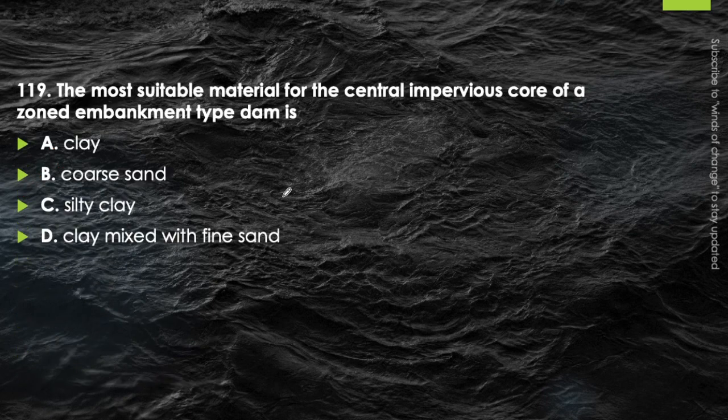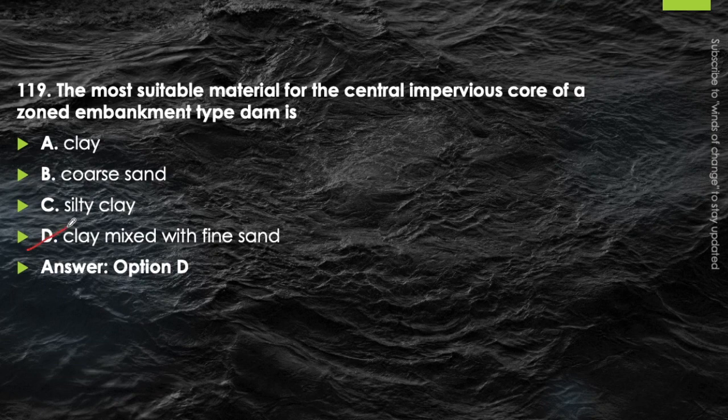Next question. The most suitable material for the central impervious core of a zoned embankment type dam is clay, coarse sand, silty clay, or clay mixed with fine sand. Think about it. Inside the core, if we have to provide the impervious zone, then we should have fine sand as well as clay mixed with each other. So option D will be the correct answer, that is clay mixed with fine sand.